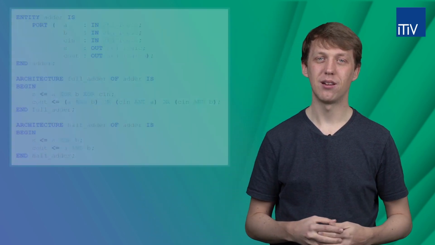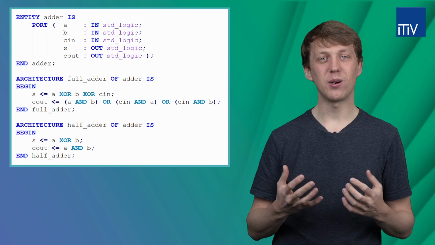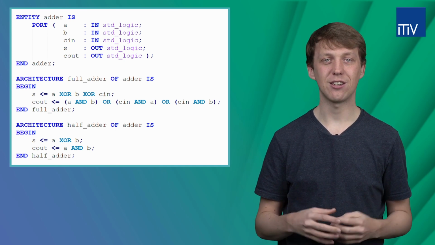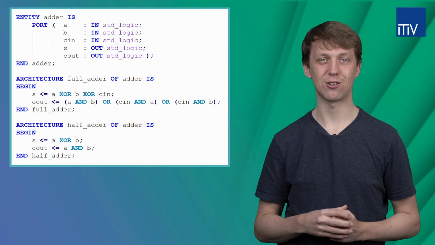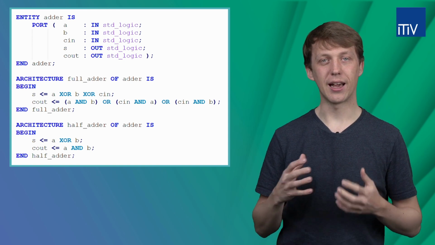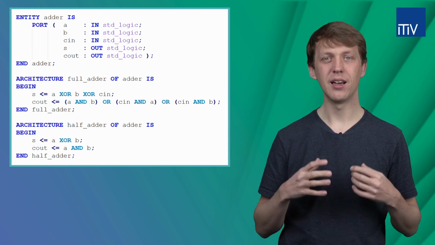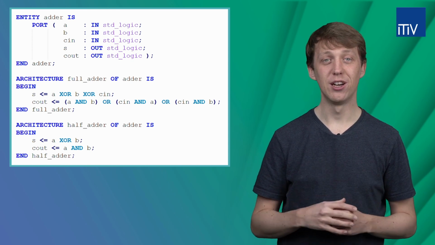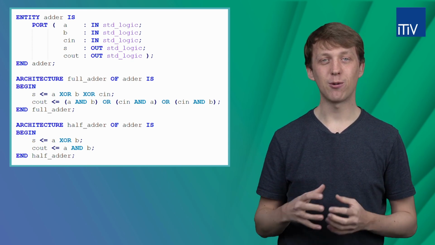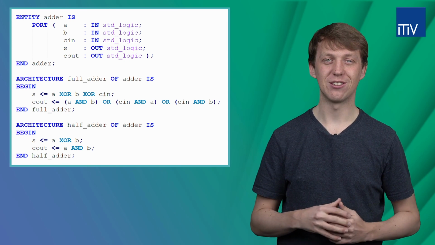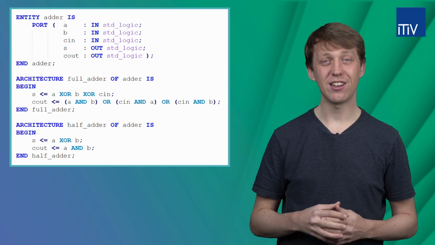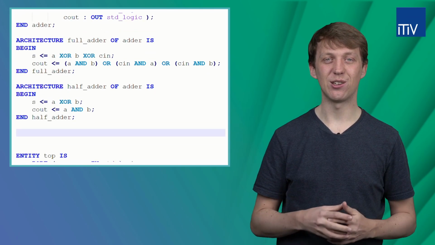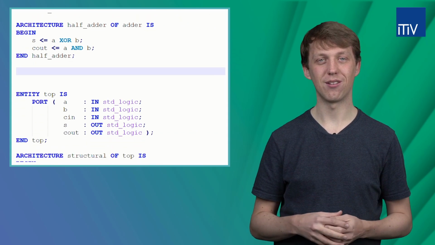Let's have a look at a simple example. As you can see, I already defined an adder entity consisting of two architectures, full adder and half adder. They share the same ports, however, for the half adder, the carry-in signal is not used. Additionally, I already added the entity description of the top module.